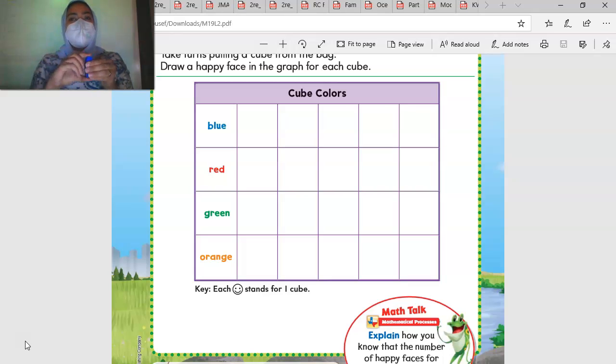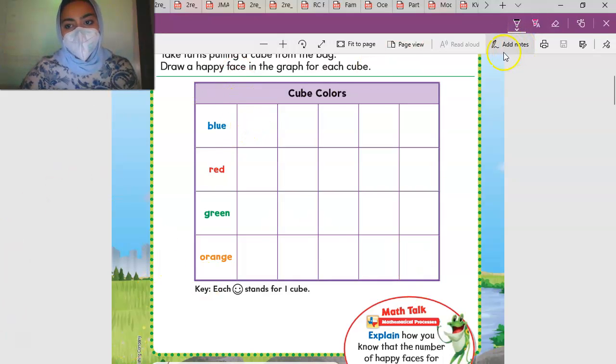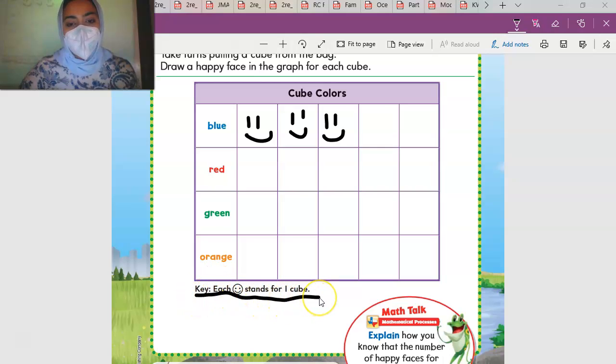So how many smiley faces will I draw for blue? 3. I will draw 3 smiley faces for blue. 1, 2, 3. Why am I drawing smiley faces and not circles? Because what does the key say? Smiley face stands for 1 cube. If it said each smiley face stands for 2 cubes, then I would draw 1 and a half. Okay, but it doesn't. It says each one is 1.